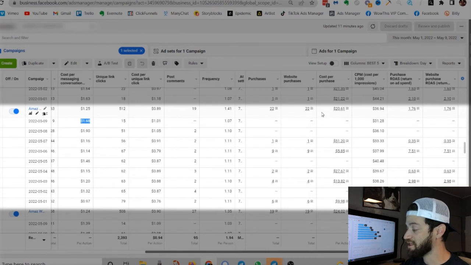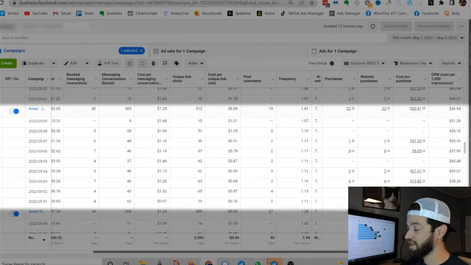Now the next thing is the cost per purchase. So in this case, it's costing me about $20 per sale. Now for the most part, I like this number to be at about $15 or less. That is what I consider to be really good for my type of campaigns. So again, a little bit high here, but it is still profitable. So it's not something that I would necessarily turn off here.